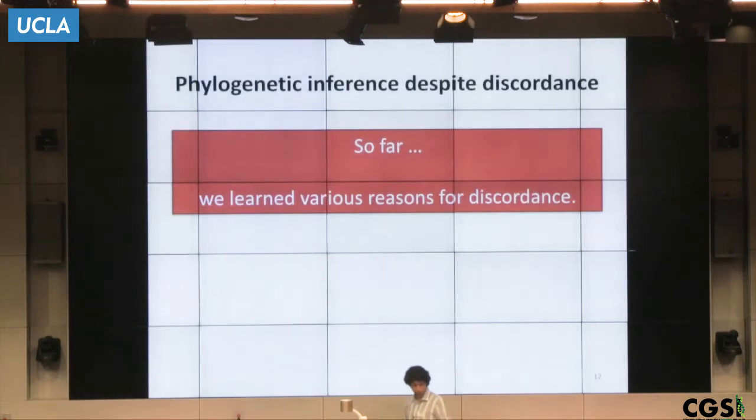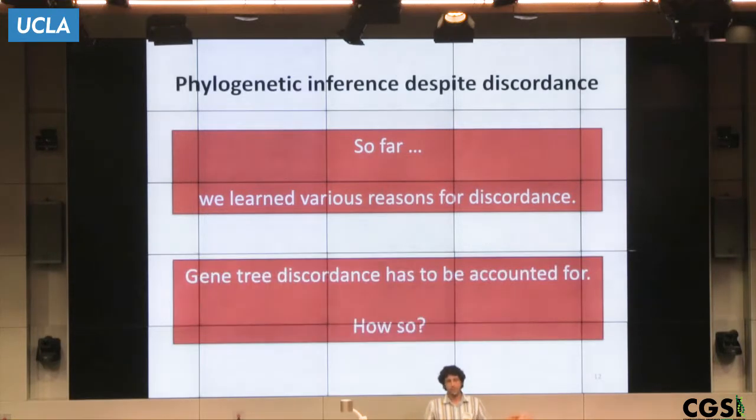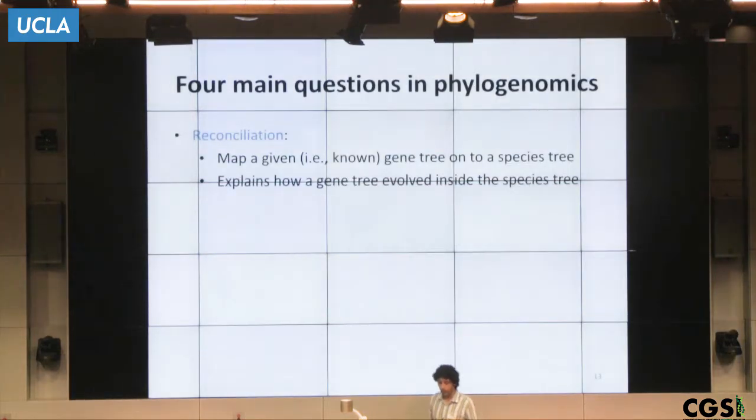Okay, so let me just recap what we learned so far. So far we learned that gene trees can be discordant for 4 different reasons. But now I guess the obvious question is, so what do we do with that? How do we take it into account? There are 4 main questions that you might be interested in.